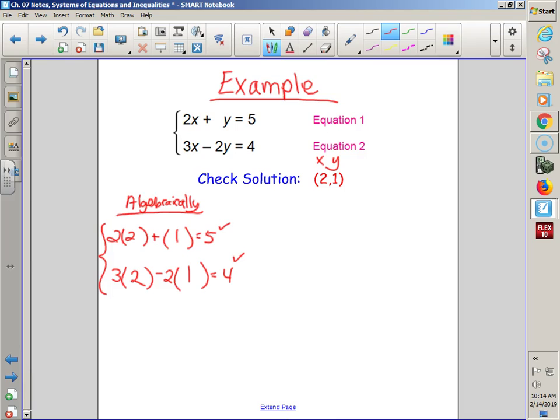Oh, I said it wrong. Thanks, Joe. No, thank you. I said it differently than I was reading it. 6 minus 2 is 4. True. But that's algebraically. How could you graphically check? Ooh, what's a snazzy math term for crossing? Intersect. How could I graph both of these lines?